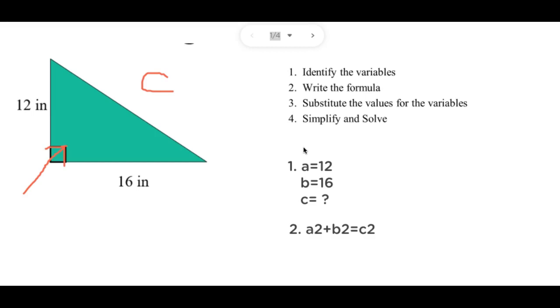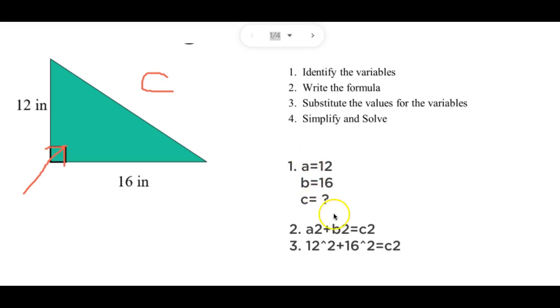Step 3. Substitute our values for variables. Yeah, I said that right. Got a little tongue tied. Don't judge me. So that'll be 12 squared. And I'm definitely going to use the arrow here because I don't want that to look like 122. Plus 16 squared, use the arrow again, equals C squared.